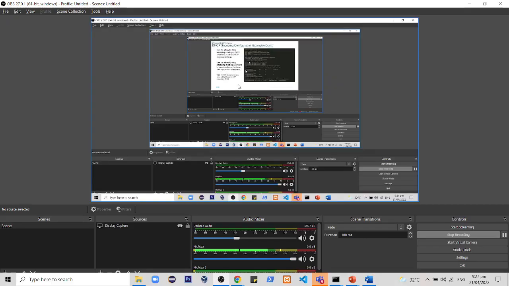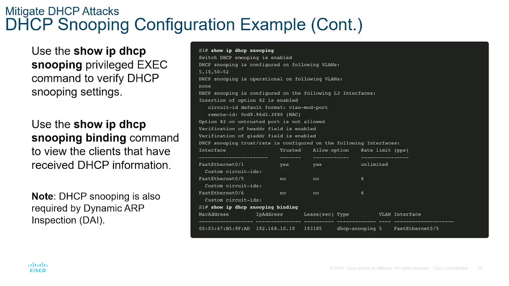So DHCP snooping configuration example we have here, show ip dhcp snooping, and makikita natin naka-configure yung DHCP snooping on the following VLANs, yung ginawa natin kanina. And then yung DHCP snooping is operational on following VLANs. So wala naman tayong ginawa, na-configure natin kanina dun lang. So it is configured on the following interfaces. So anong interface yung kinonfigure natin kanina? We have the FastEthernet 0/1, 0/5, 0/6. Ayan, unlimited yung rate. Dito, merong fix.